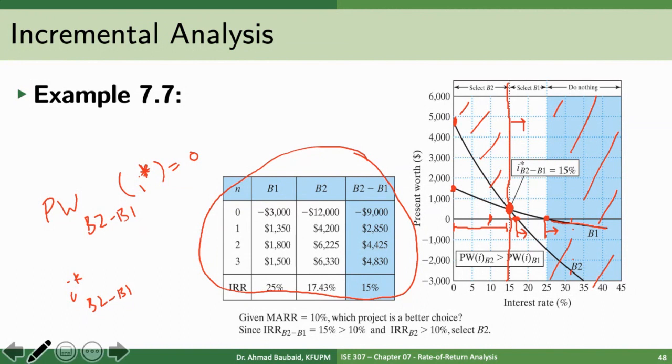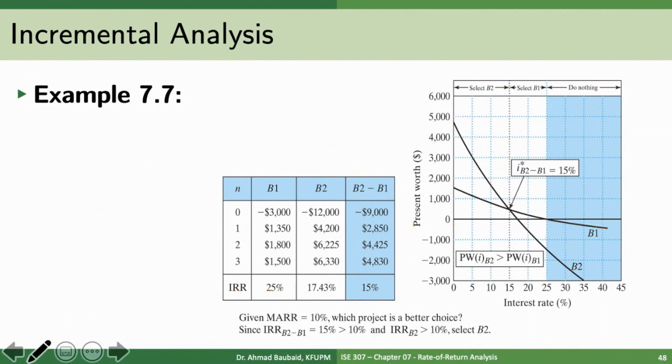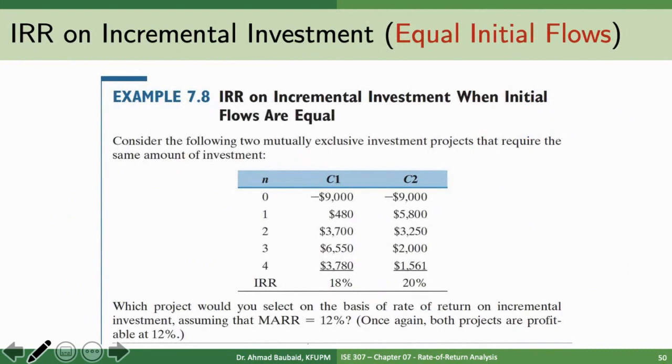Okay? So you can go through this graph to make sure you understand what's going on here. I'm not sure how important this is, so I'll move to another example, because there's a chance that we will finish this chapter, because the rest are just examples.